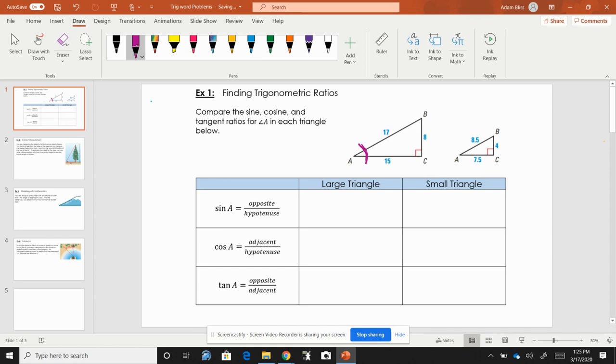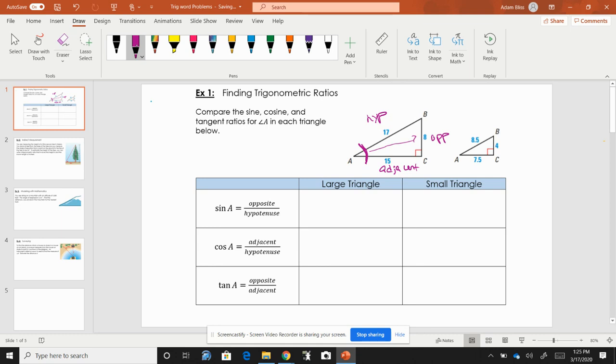So you look at A, you go to the opposite side, which is the 8, and then the hypotenuse is always the longest side, and it's always opposite the right angle. So I look at the right angle, and I go to the opposite side of that. So this is my hypotenuse. This is the opposite side. And the one that is left is your adjacent side. So the 15 is my adjacent side.